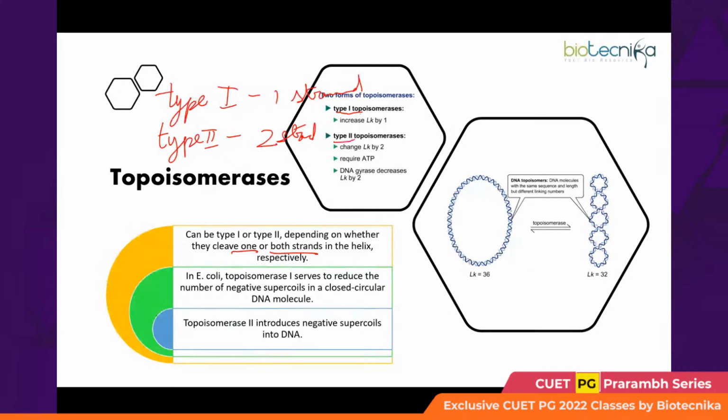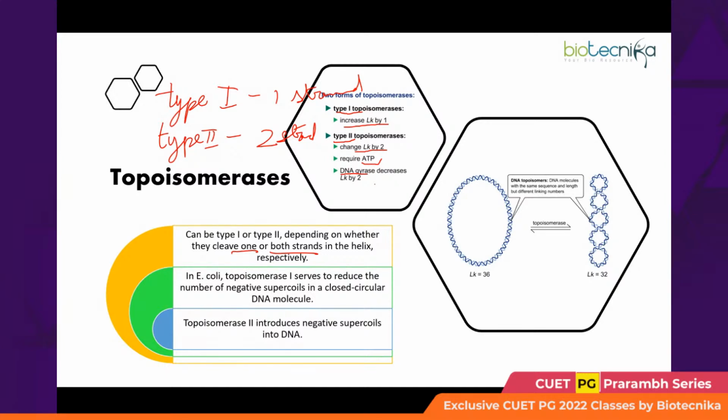Type 1 cleaves one strand at a time, and because of that, it changes the linking number by 1. Type 2 cleaves both strands at a time, so it will change the linking number by 2. Now type 2 topoisomerase requires ATP, and a subpart of type 2 topoisomerase is DNA gyrase, which is found in prokaryotic cells.